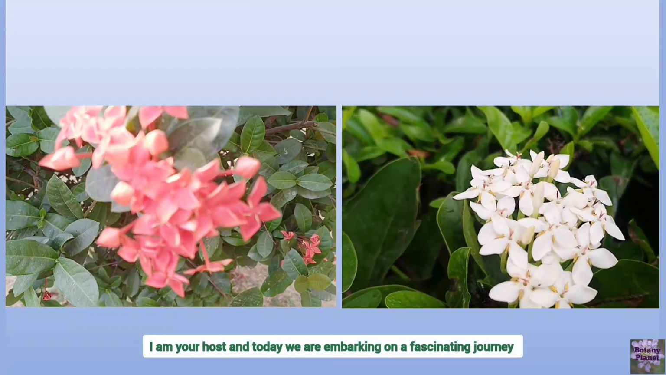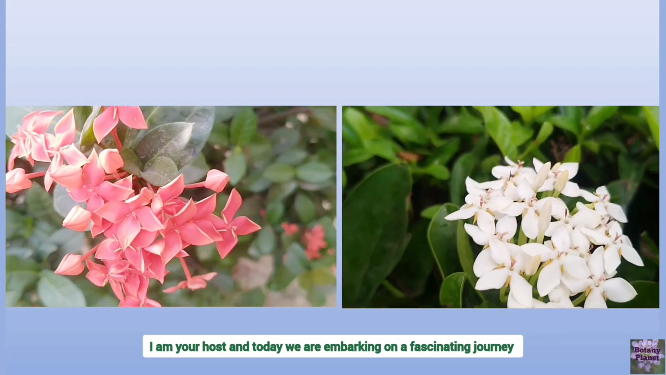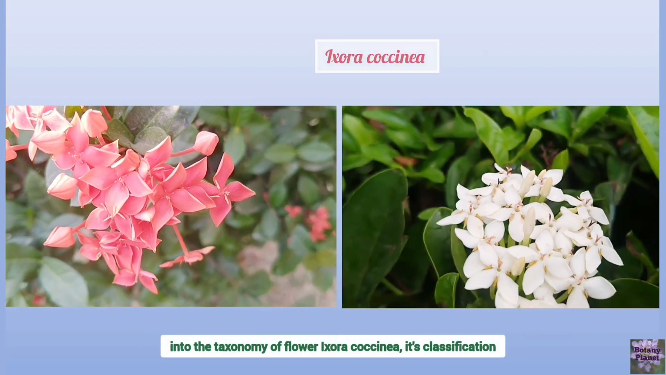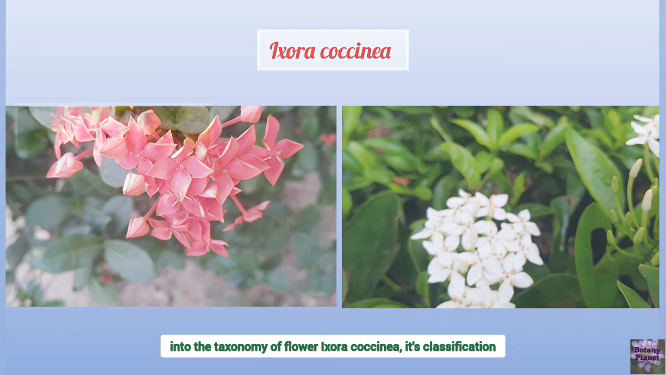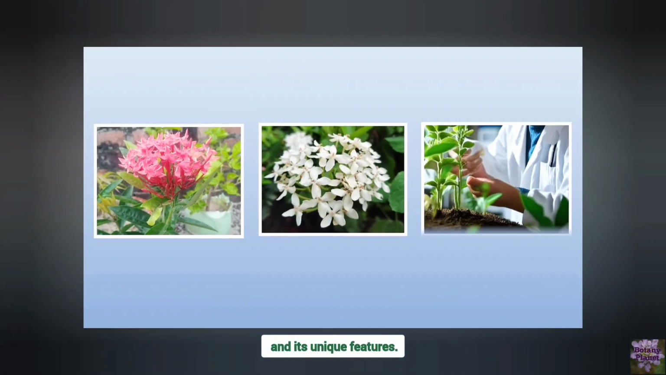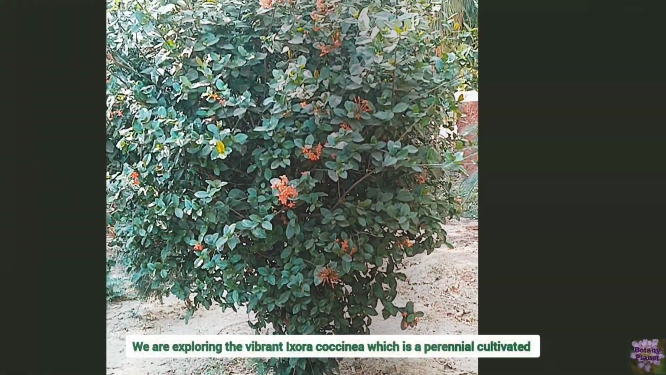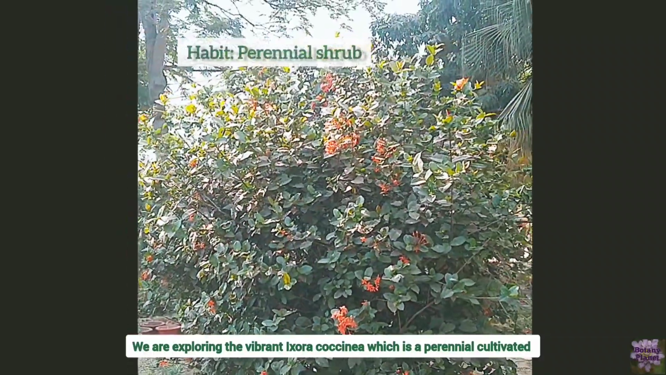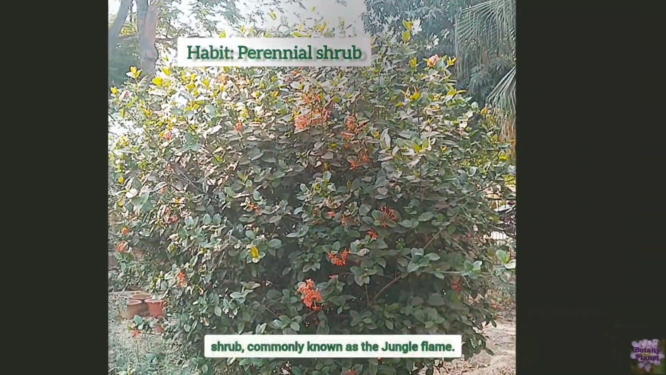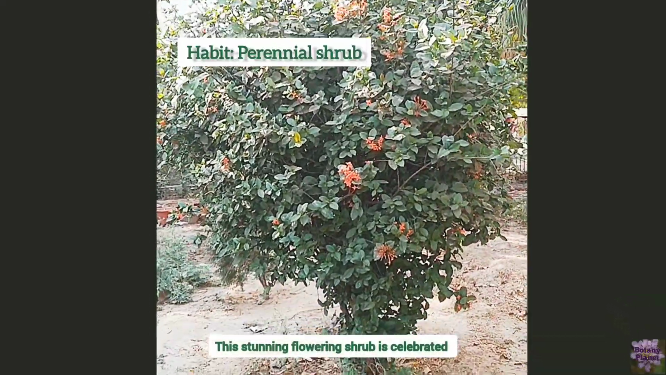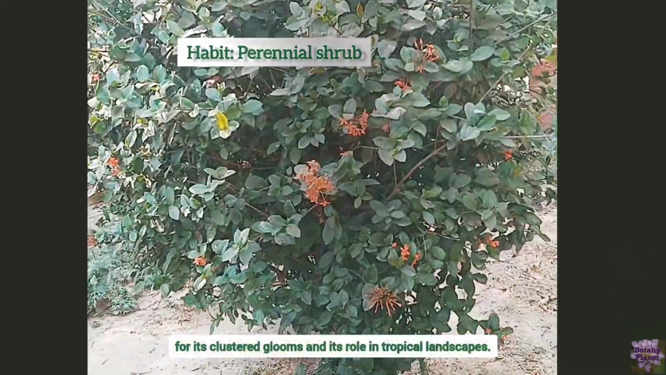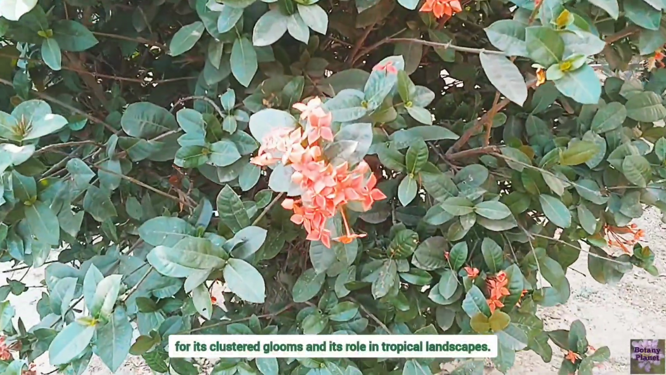I am your host, and today we're embarking on a fascinating journey into the taxonomy of the flower Ixora coccinea, its classification, and its unique features. We're exploring the vibrant Ixora coccinea, which is a perennial cultivated shrub commonly known as the jungle flame. This stunning flowering shrub is celebrated for its clustered blooms and its role in tropical landscapes.